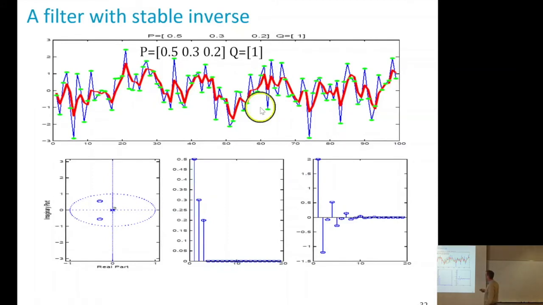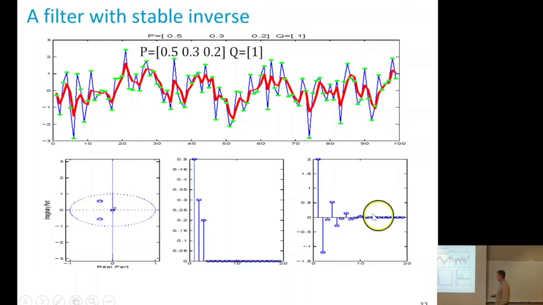Here, for example, I redid my experiment with this filter. P and Q are given here. If I look at the denominator polynomial, the filter is stable because there is no zero. If I look at the reverse filter, I have to solve the equation 0.5z squared plus 0.3z plus 0.2 equals 0. And then I found two complex numbers that have a modulus less than 1. Therefore, it is stable. And in fact, I can see here that the impulse response decays to 0.